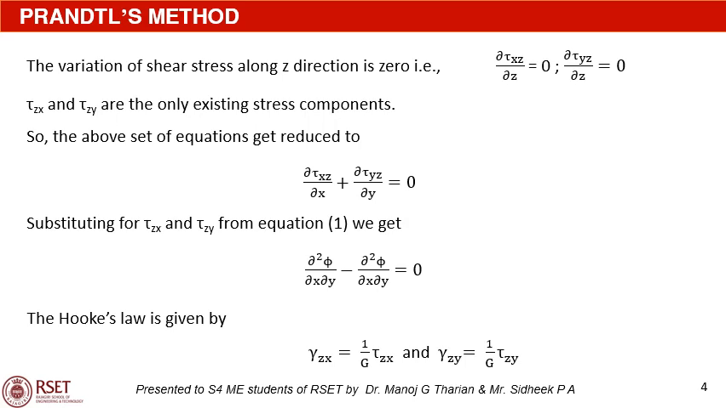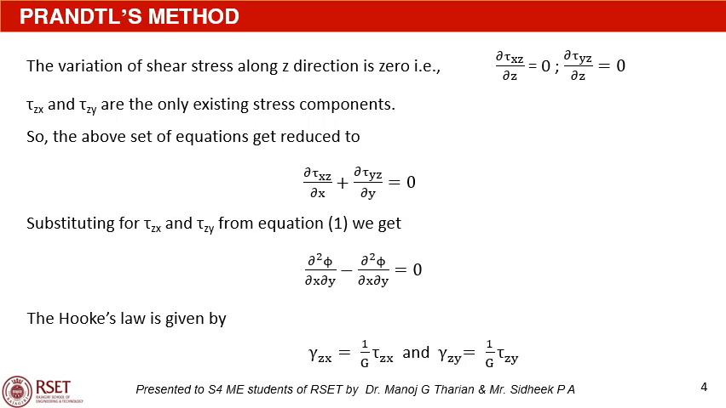Substituting for tau zx and tau zy from equation 1, we get dou square phi by dou x dou y minus dou square phi by dou x dou y equal to 0. This implies that all the equilibrium equations are satisfied by the Prandtl's stress function.